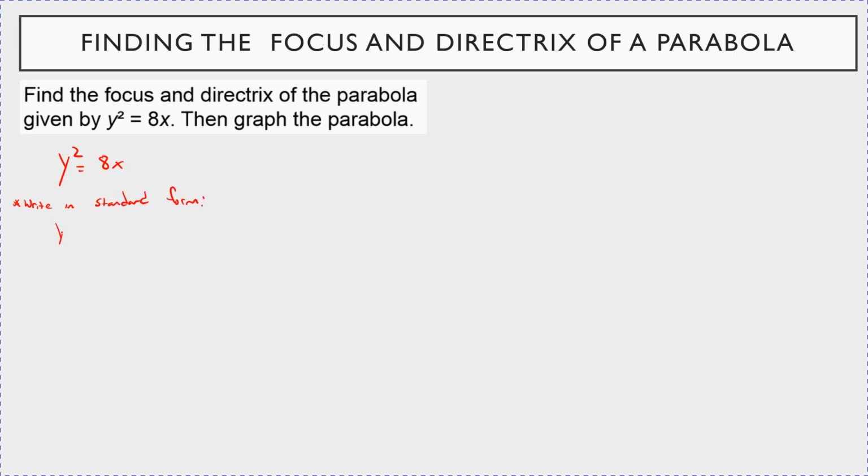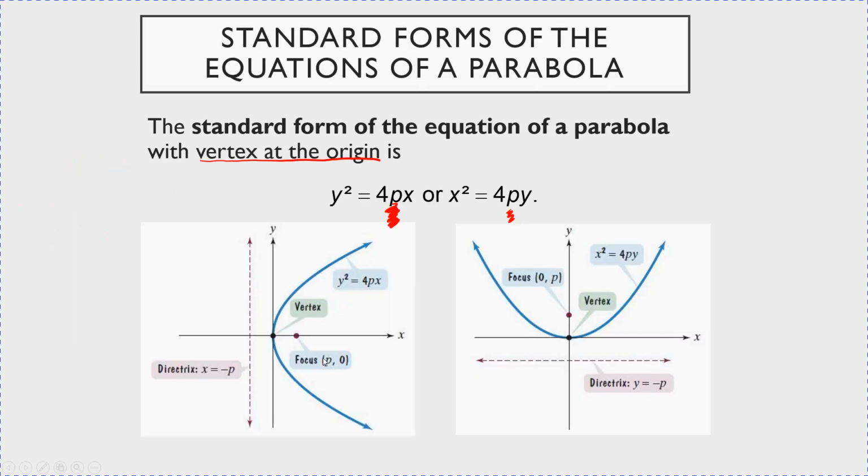Okay, which is this y squared, if you look back. This y squared is equal to 4 times p times x, because this p value tells me how to find the directrix, and it helps me find the focus. All right, so I know just by looking at it, because it's a y squared, y squared is equal to 8x, it's going to be a parabola that looks like this, okay?